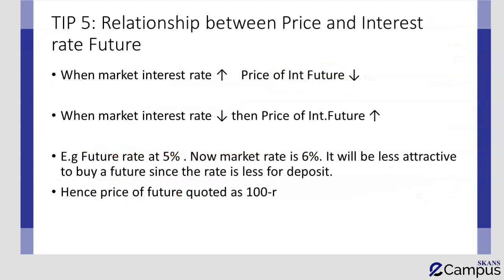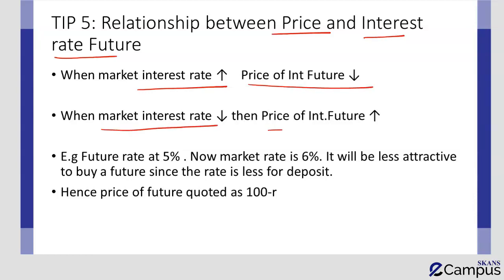The next step that we need to be very clear about is the relationship between price and the interest rate future. Remember, whenever the market interest rate increases, the price of that interest rate future decreases. And whenever the market interest rate falls, the price of the interest rate future increases. For example, you have a future which gives you an option to take a loan at 5%. Now the market rate has just become 6%.